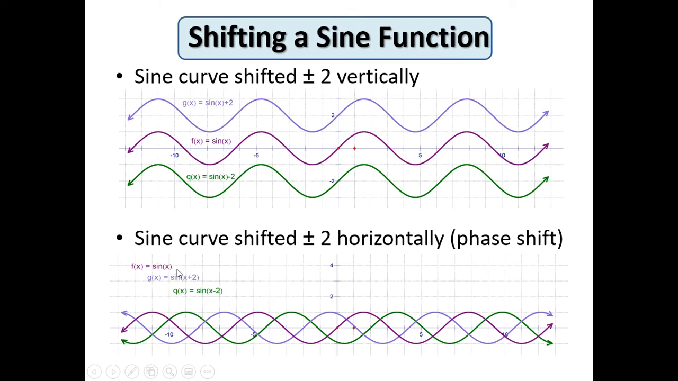Now, here we're going to shift horizontally, plus or minus 2. Again, the purple is the basic sine wave. Now, with g of x equals sine of x plus 2 in the light purple here, we are going to move the entire thing 2 spaces to the right. So instead of here, now we're going to be starting here for the green one. And for the blue one, we're going to move 2 to the left.